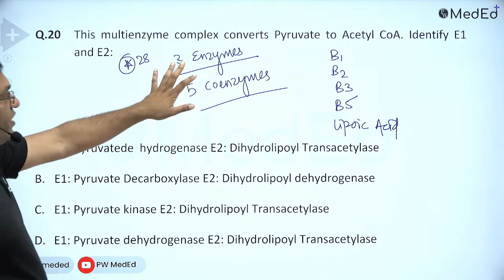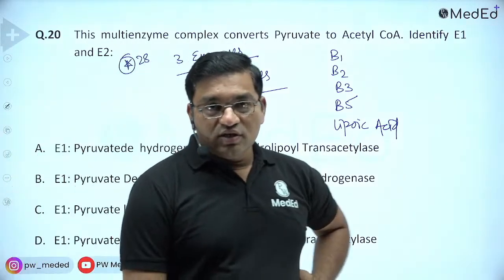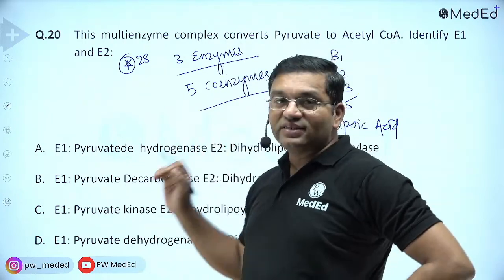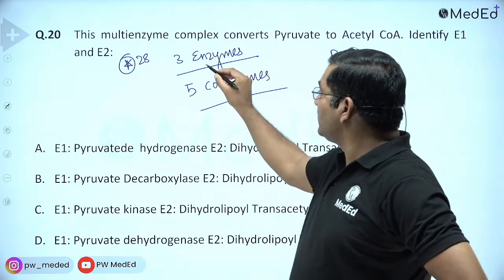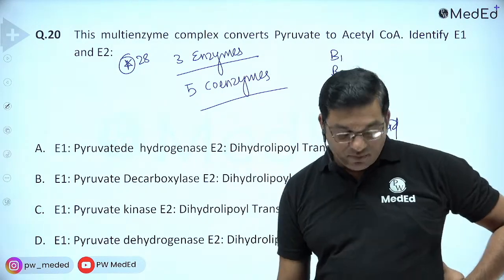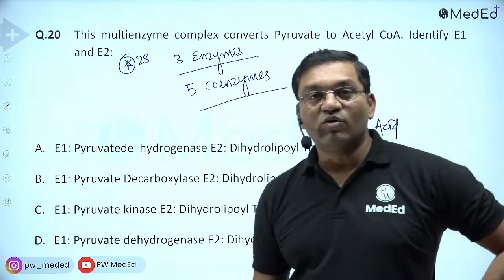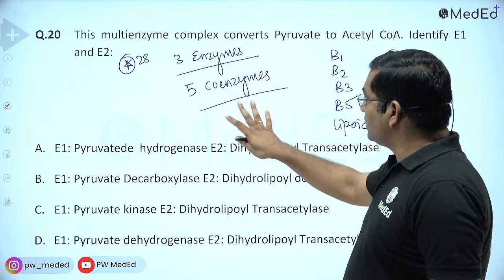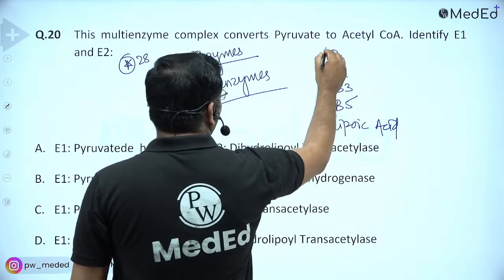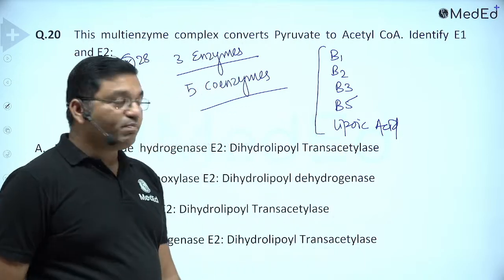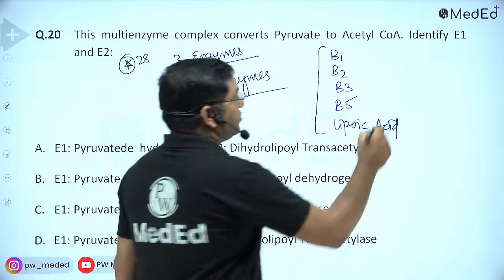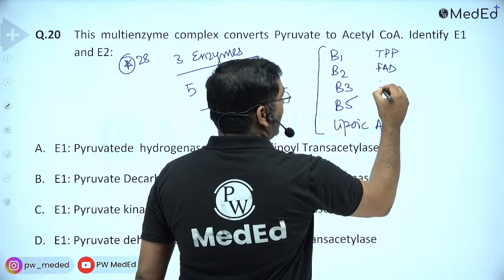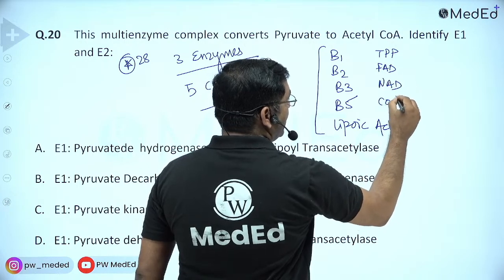Now see the pyruvate dehydrogenase complex. All of you should know that pyruvate dehydrogenase complex is a multi-enzyme complex. It is composed of 3 enzymes and 5 coenzymes. Which are the 3 enzymes in this, and the 5 coenzymes? These are the 5 coenzymes: B1, B2, B3, B5 and lipoic acid. So in other words, that is thiamine pyrophosphate, FAD, NAD, coenzyme A, and lipoamide.